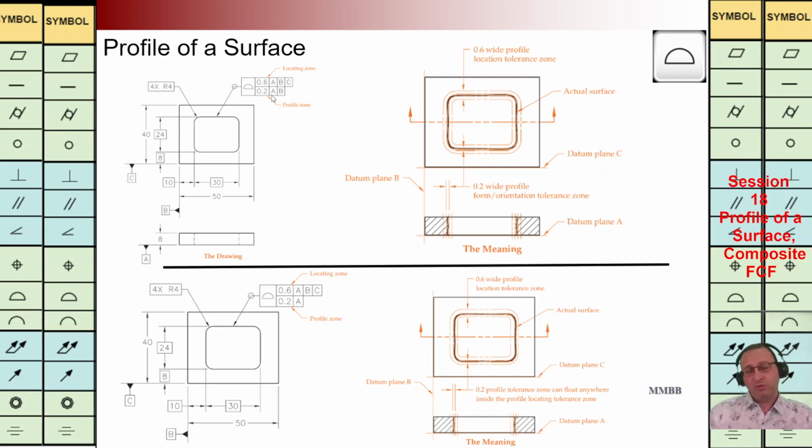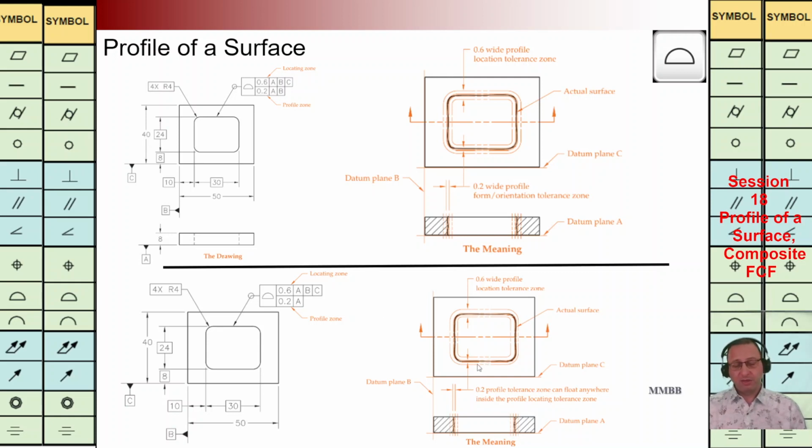When we have two references, let's say plane A and plane B, it means we are going to control the orientation respect to plane A and plane B. Let's see plane A is here and plane B is here. This orientation respect to plane A should be in the interval of 0.2, and the orientation of this wavy surface, this yellow area, respect to plane B should be in that interval 0.2.